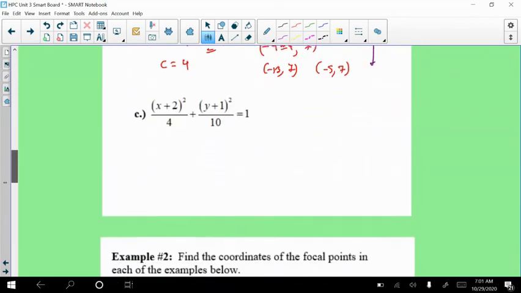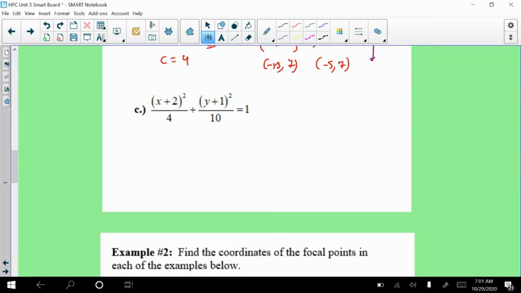Okay, let's do one more here, where again, the center of this, I think it's helpful to sketch that. So we'll go -2, -1. Put that center right there. So center is -2, -1. Now, in the x direction, we're going to go the square root of 4, which is 2. But in the y direction, we're going to go a little more than 3, because the square root of 10 is a little more than 3. So maybe up here, maybe down there. And so we draw our ellipse.